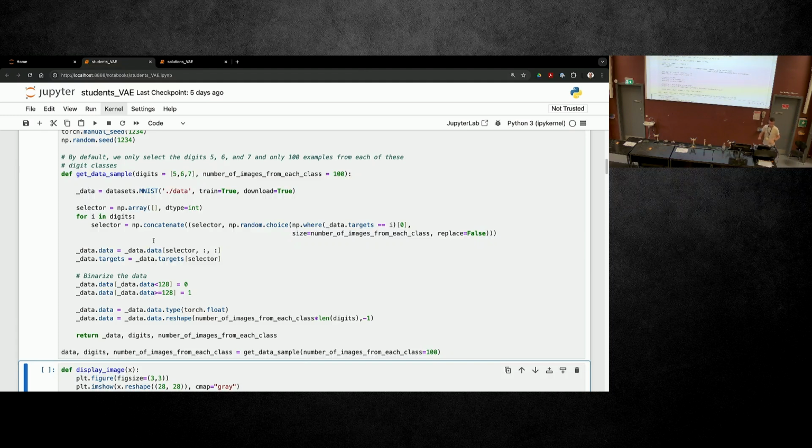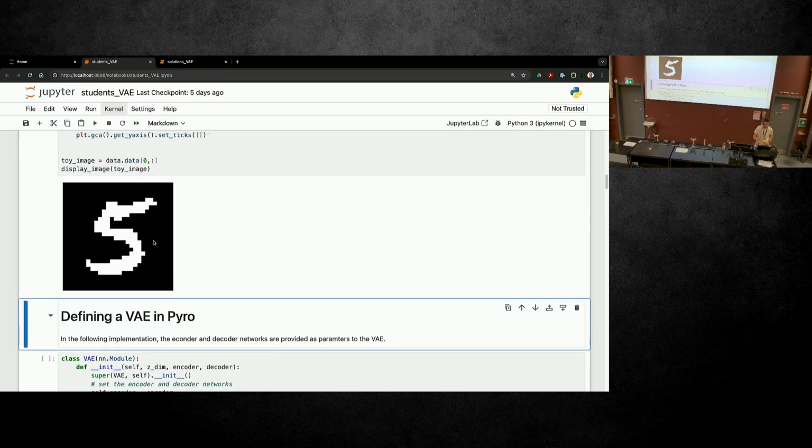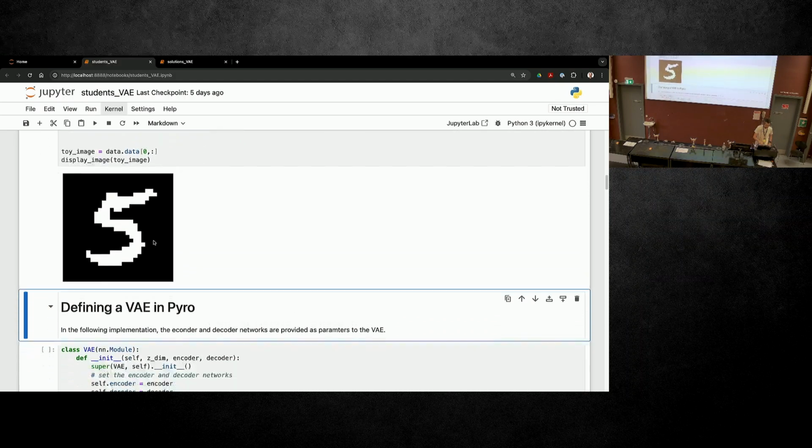Just as we did in the slides, we are binarizing everything. This is what is happening here, and that is basically it. Everything here is being selected randomly. So the images that we have are, for instance, 5 looking like this.